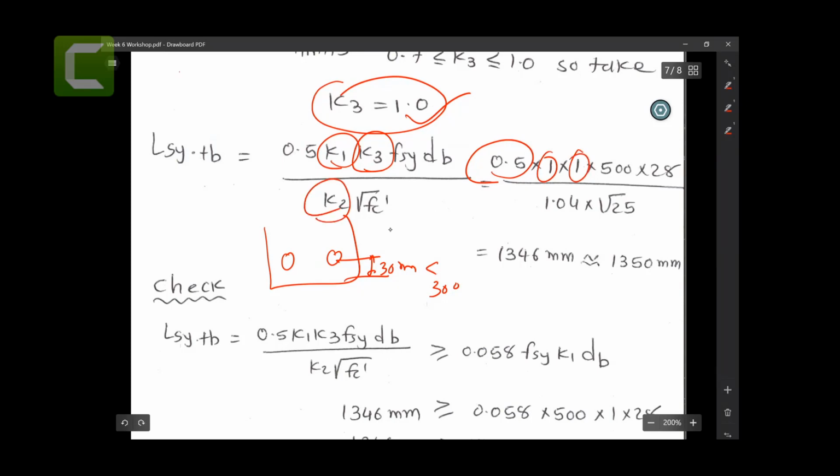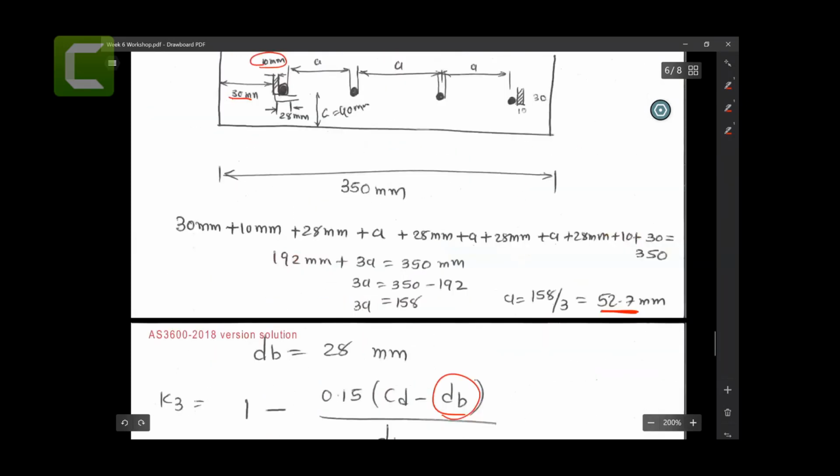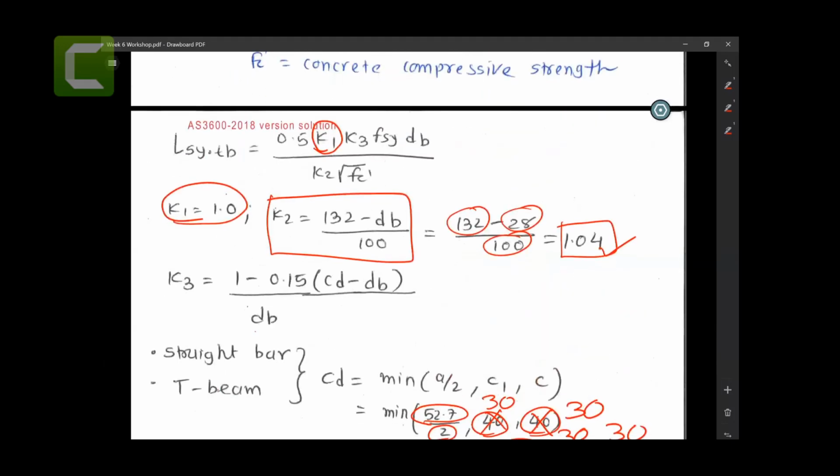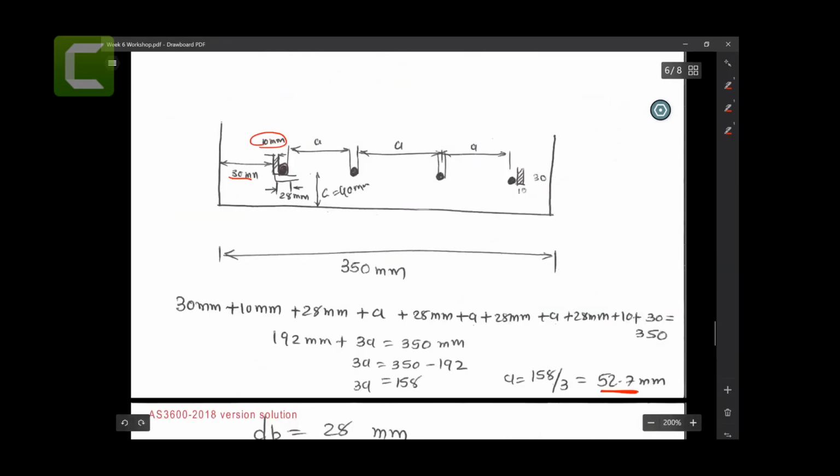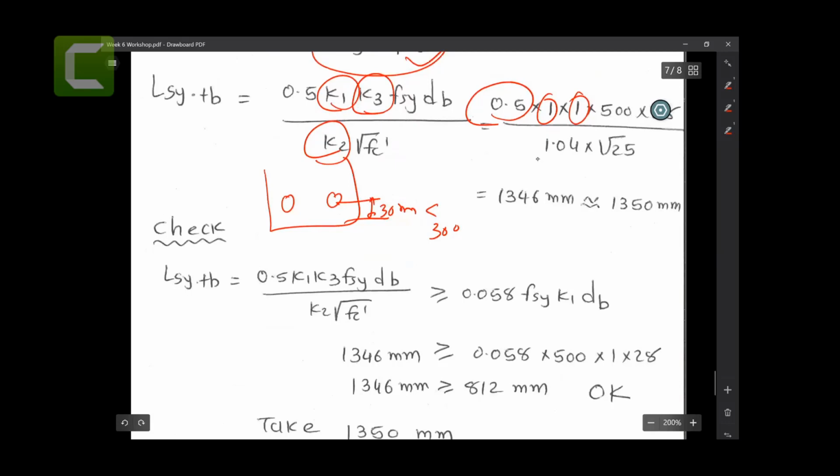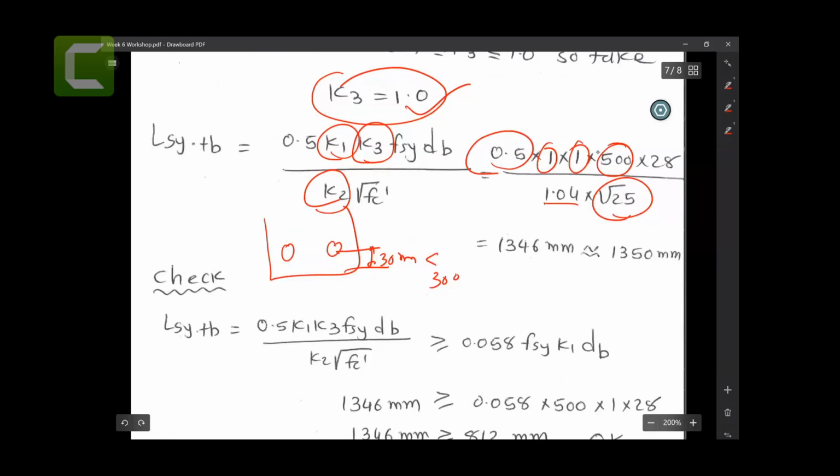K2, you remember this K2, diameter of your bars, K2 that we figured out, 1.04. So we just put that 1.04 there. Square root of 25 for FC dash, yield strength 500, DB diameter 28, you get 1346 millimeters.